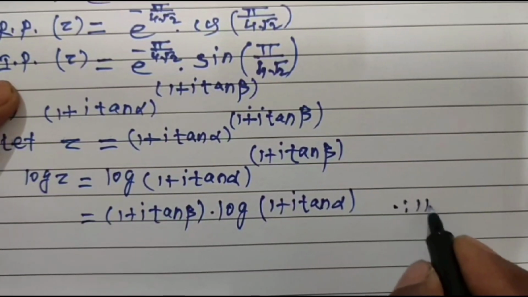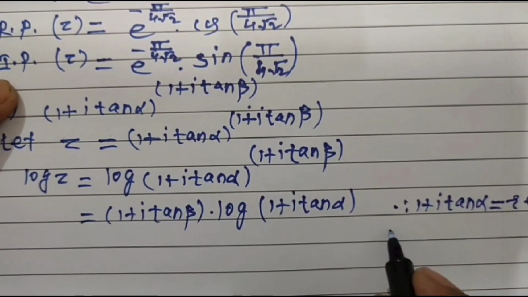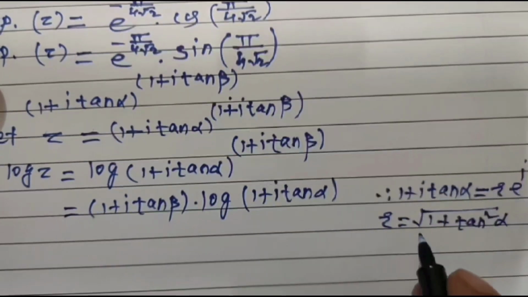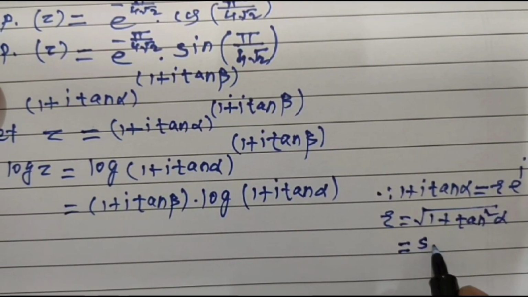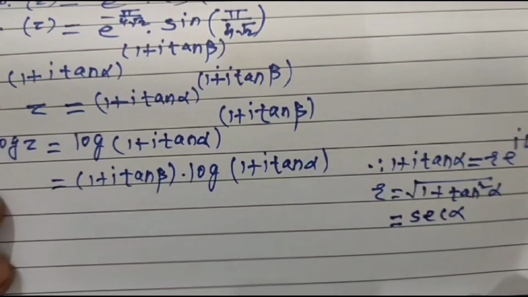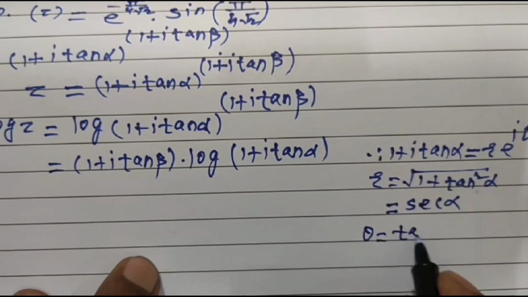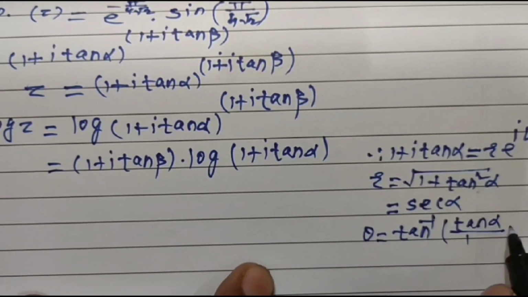Suppose 1 + i tan alpha is equal to r e to the power i theta. Then r is the square root of 1 + tan square alpha, and the square root of 1 + tan square alpha is sec square alpha, whose square root is sec alpha. So r is sec alpha. And what will be theta? Theta is equal to tan inverse of the imaginary part, tan alpha, divided by the real part, 1. So theta is equal to alpha.